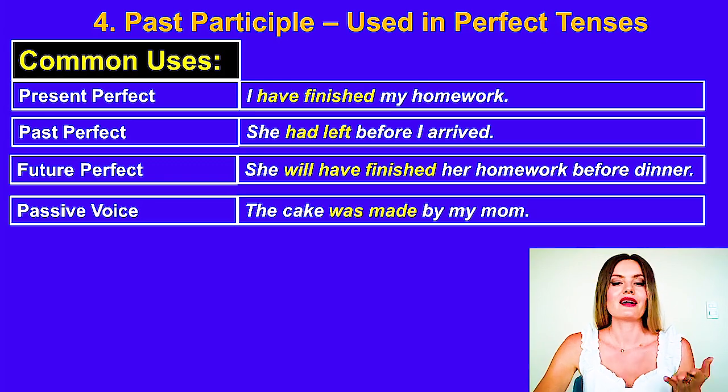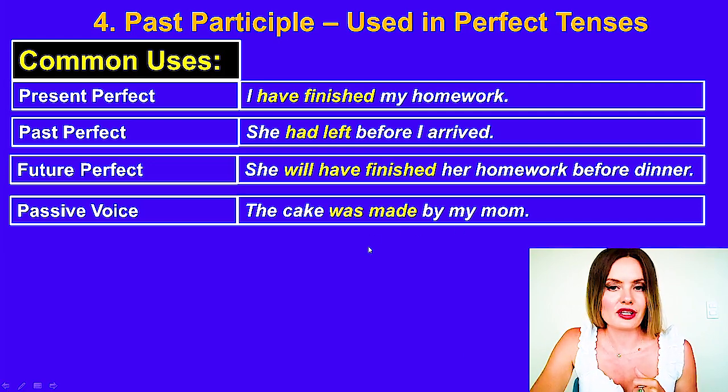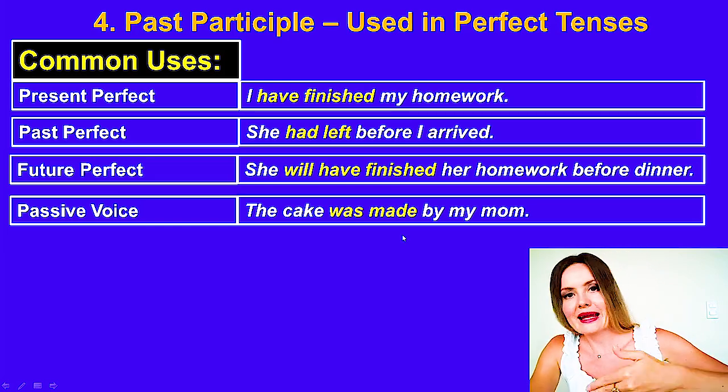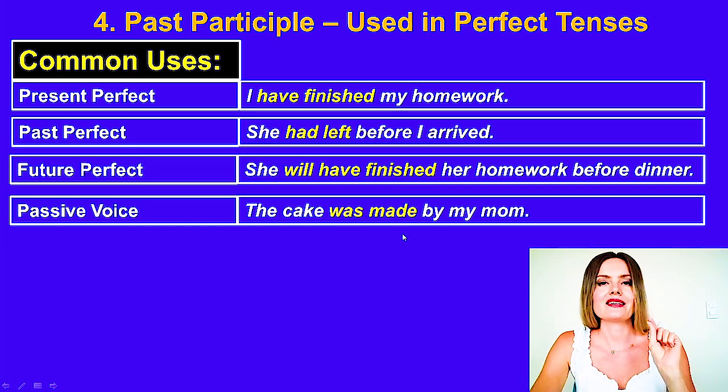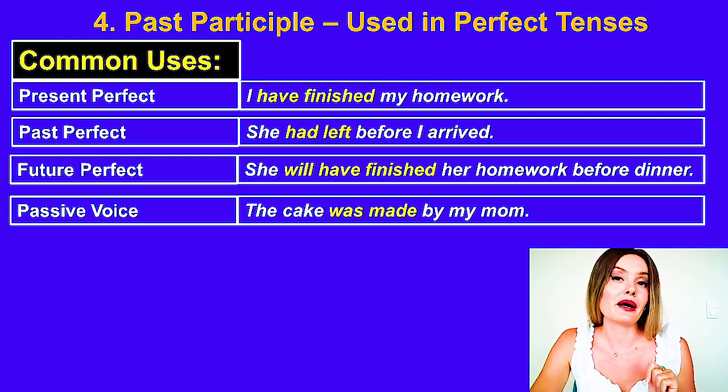Also, we use past participle in passive voice. For example, the cake was made by my mom. The cake was made. This is how we form the passive voice. And to form it, we need to use the past participle to make made. So made is the past participle form. The cake was made by my mom.